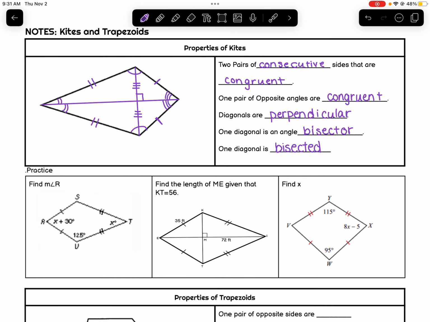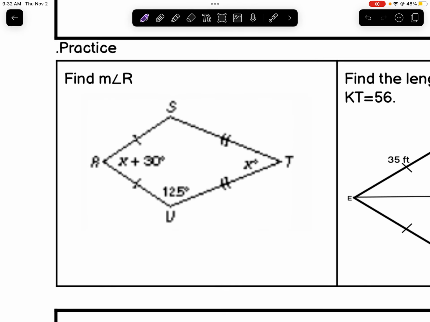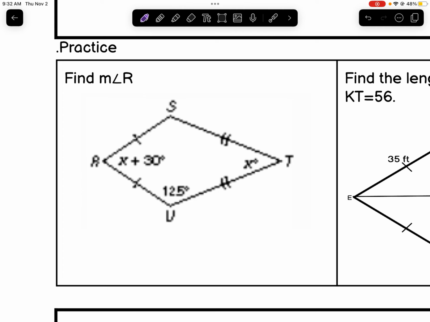Our first problem asks us to find the measure of angle R. Well, something that we should be approaching these notes with is the knowledge that the angles in a quadrilateral add up to equal 360. And now, new info is that, hey, those two angles are congruent. And so, if I want to find the measure of R, I have to find X. To do that, we're going to add up all our angles, X plus 30 plus 125 plus X plus 125. All of those angles add up to equal 360 degrees.